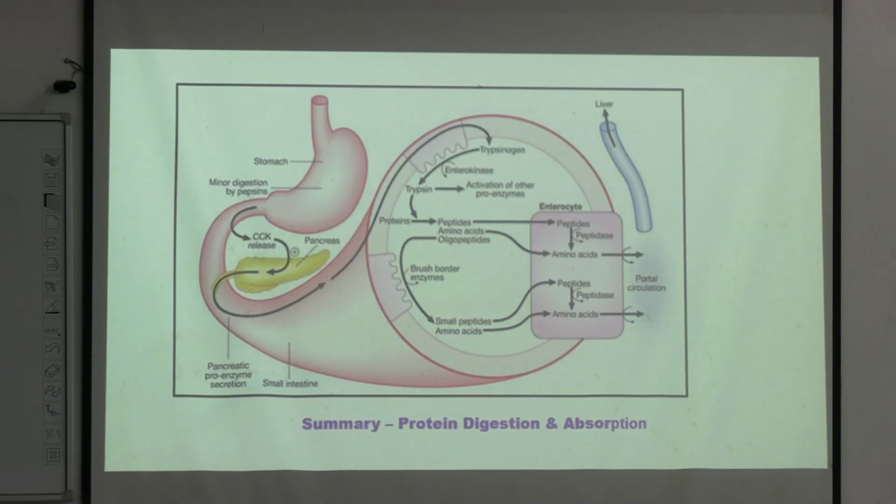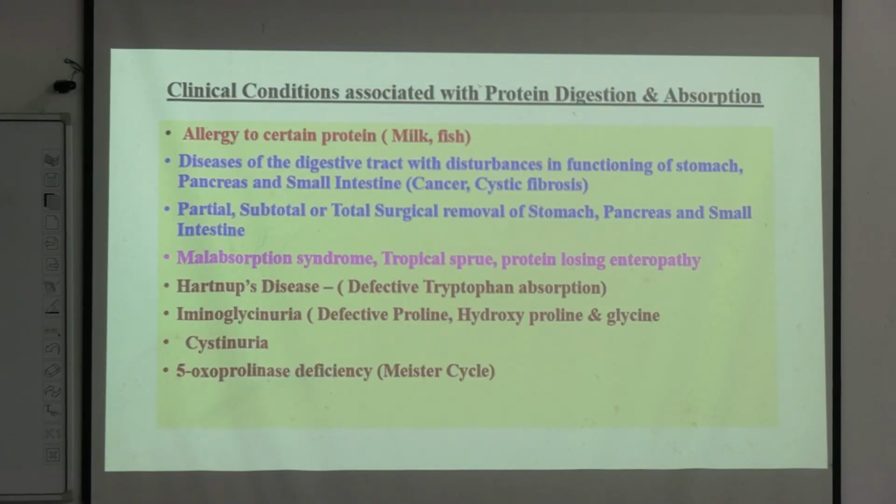So, that can cause an immune response causing allergy. Summary: that protein digestion, as I told you, from stomach, intestine, that part I have discussed in detail. Now, clinical conditions which are associated with digestion and absorption. Any disease in the stomach, intestine, pancreas will cause digestion and absorption problems. So, what are the conditions? Either allergy to certain proteins, which is common, milk or meat, or disease of the digestive tract. It can be any disease which will impair.